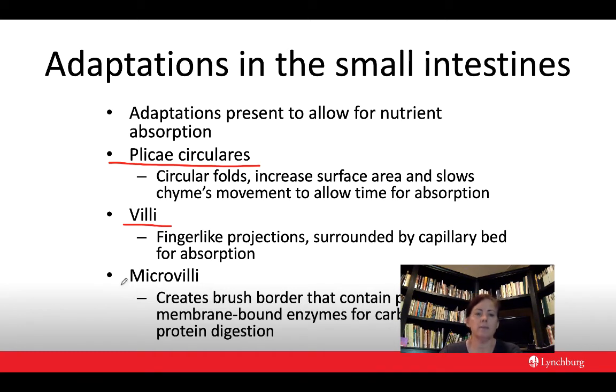The third adaptation is microvilli. We call this a brush border. On the very inside of the intestines, it looks kind of fuzzy. These microvilli create what's called a brush border, and they are the location for membrane-bound enzymes, meaning they stay right there. These enzymes help with digestion of carbs and protein in the intestines.